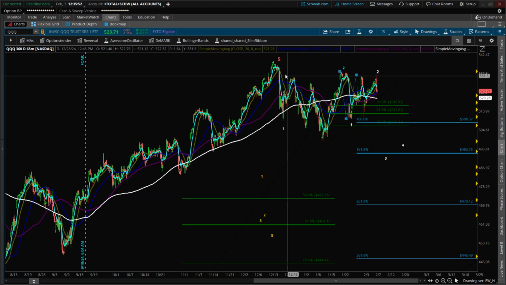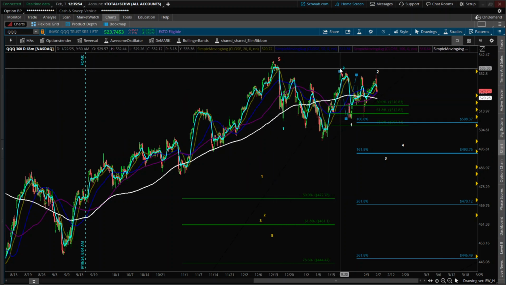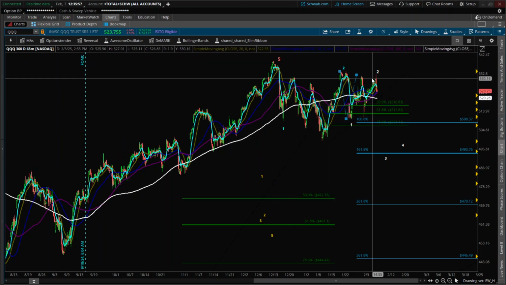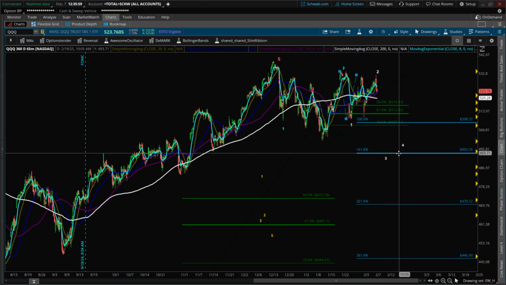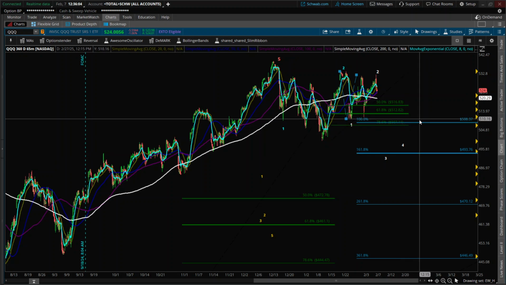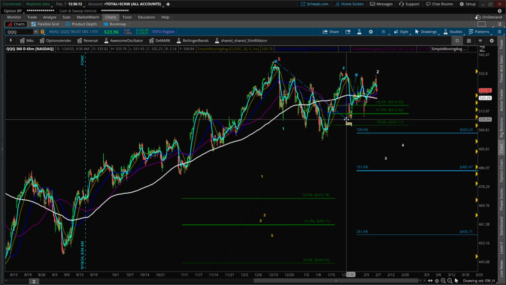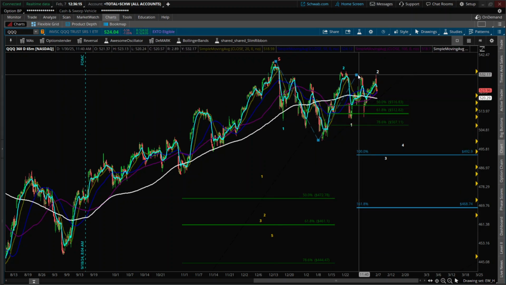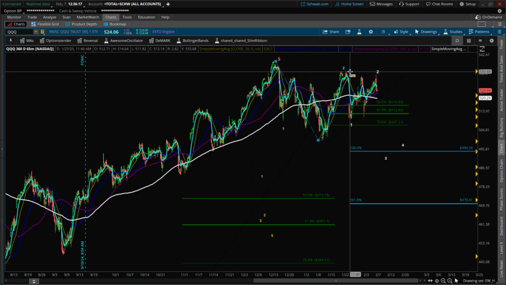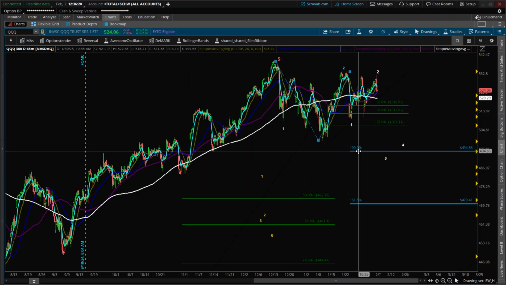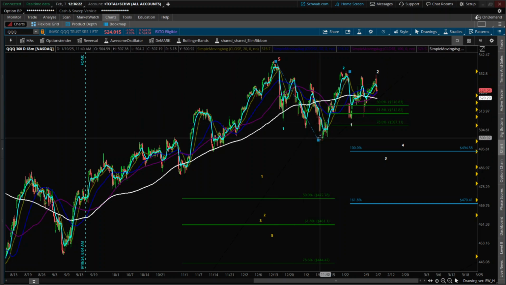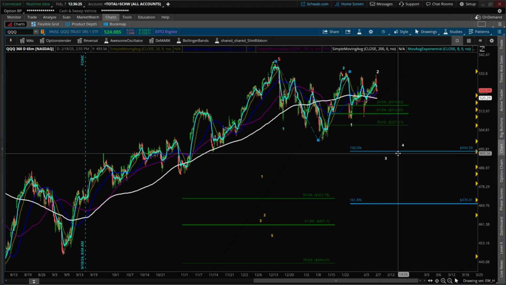So if this is an ABC, A, B, and then 1, 2, 3, 4, 5, however this plays out, you'll likely see the C come down here to the 493. So if we're looking at an ABC, if you're bullish, you're looking at the 100% move here, where A equals C, and we should get to about this 495 area.